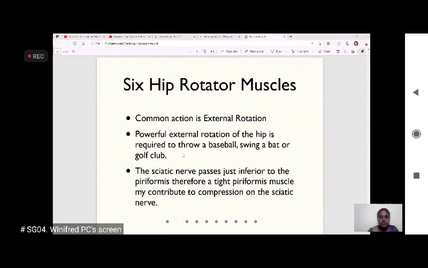Yes, these six hip rotator muscles, their action is external rotation. Those six rotator muscles are piriformis, superior gemellus, obturator internus, inferior gemellus, quadratus femoris, and obturator externus. All these are the strong external rotators of the hip.